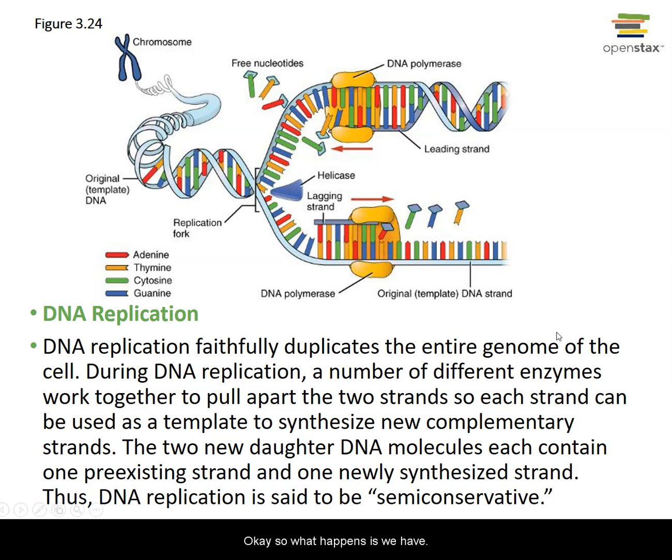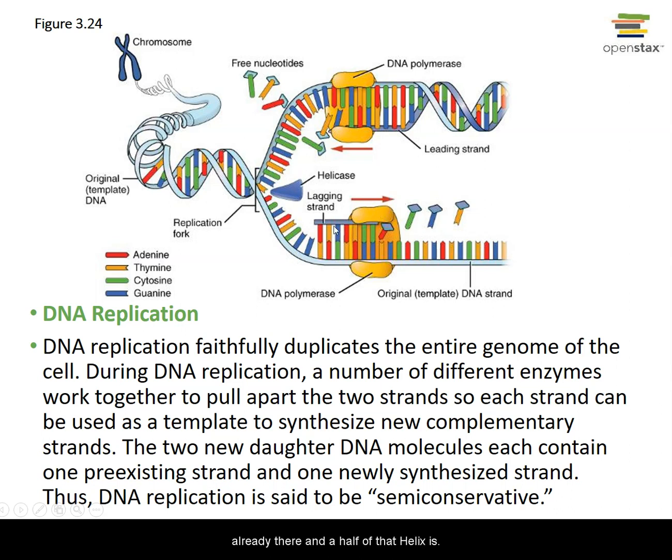Okay, so what happens is we have the enzyme helicase and DNA polymerase. Helicase will break the hydrogen bonds between the nitrogenous bases. It unzips that DNA, and the leading strand and the lagging strand, you have these nitrogenous bases come in to join up with the complementary nitrogenous base that's already there.